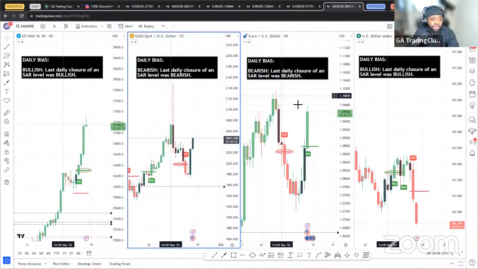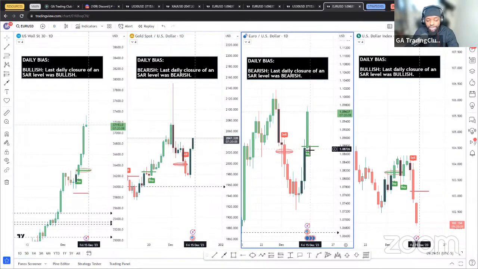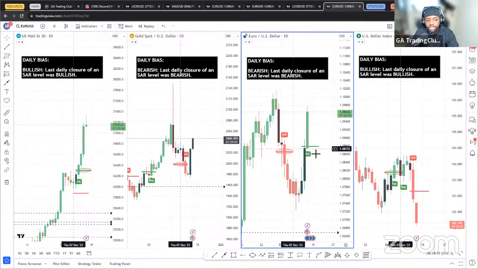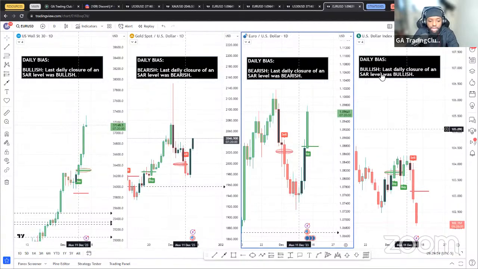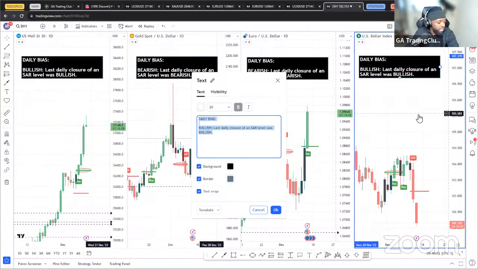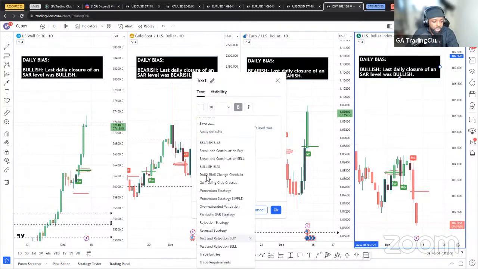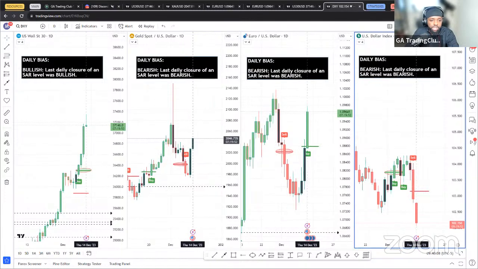But anyway, gold bearish, EU still bearish, but if this daily candle closes above this SAR, tomorrow my bias on EU will be bullish. And then here I gotta change this. Bias on the US dollar is bearish, so I change that to bearish bias. And then I go ahead and do that.